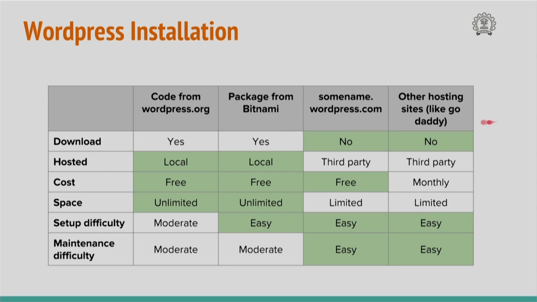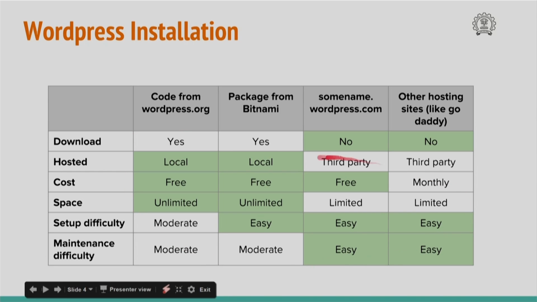There are many options to install and use WordPress. You could download the code which is open source from wordpress.org. You could download a package from Bitnami, or you could directly go on to wordpress.com, not org, it is com, and set up some name which is maybe your name or your lab name or a group name .wordpress.com, or there are other hosting sites like GoDaddy which can host your site. I have listed here some advantages and disadvantages of each of these options.